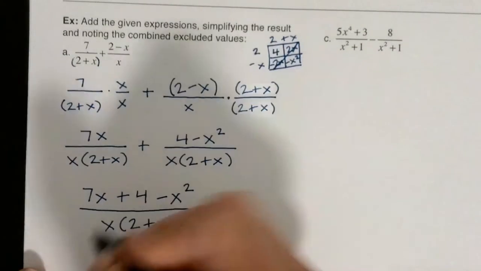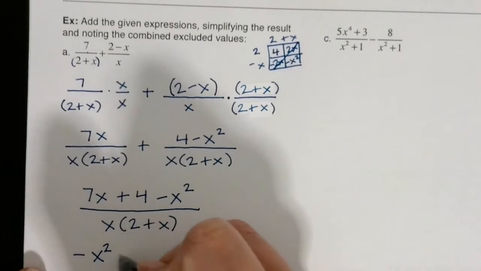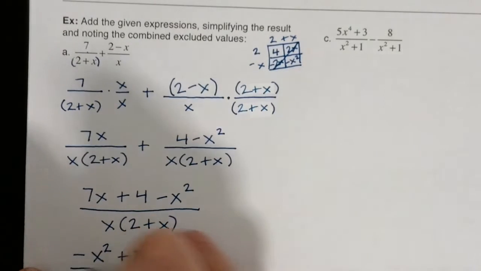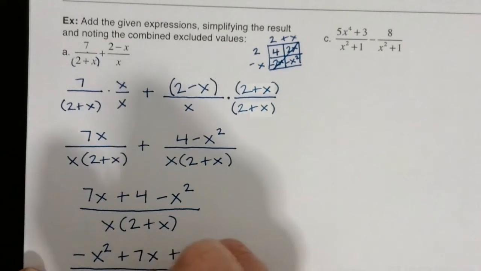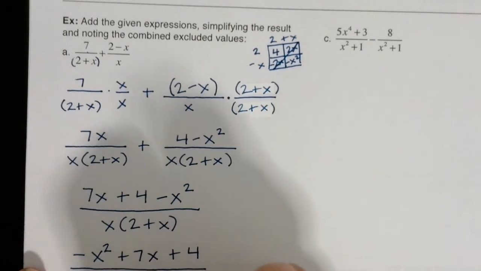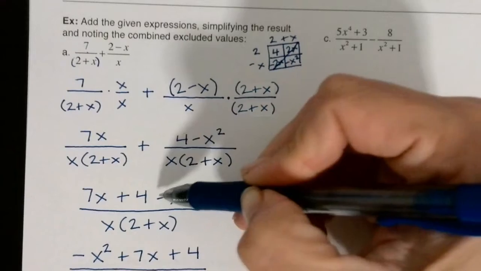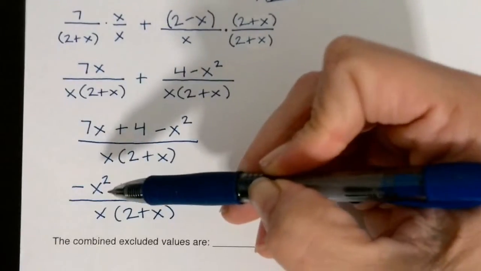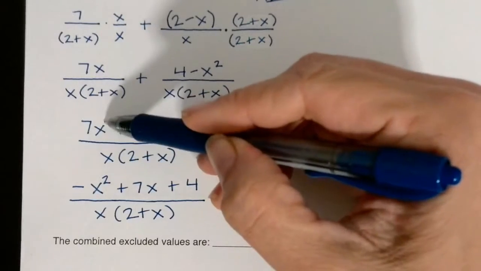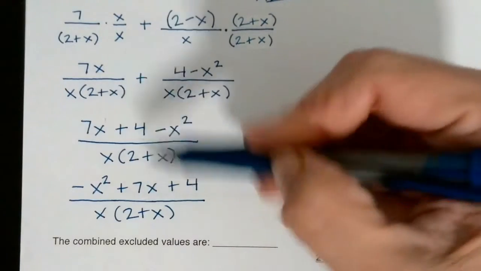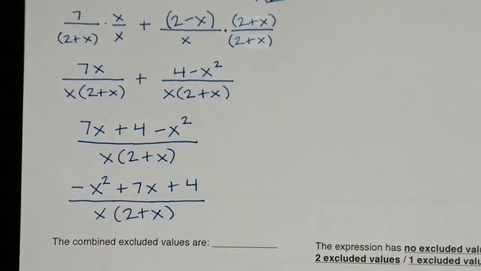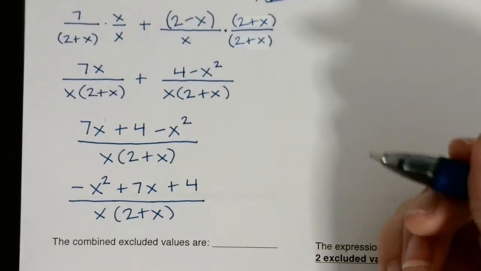Just for form's sake, I'm going to write this in standard form, so by descending powers of x. So x squared is the highest one, but it's negative, so I need to make sure that it actually has a negative right there. And then 7x has a power of 1, and it's positive 7x, so it should be a plus, and same with that 4 right there. Okay, so that is our answer for that problem.